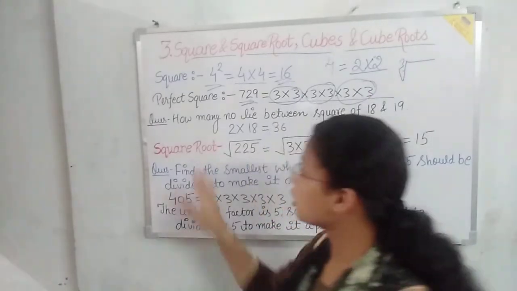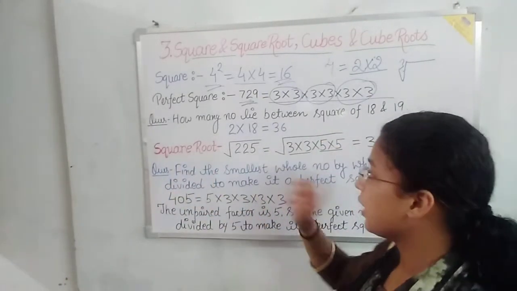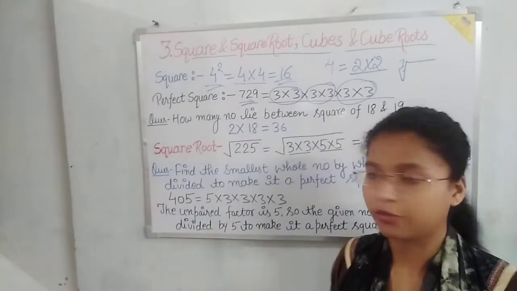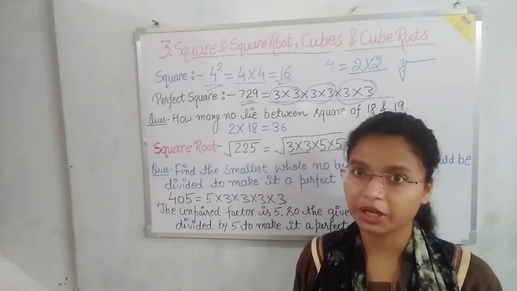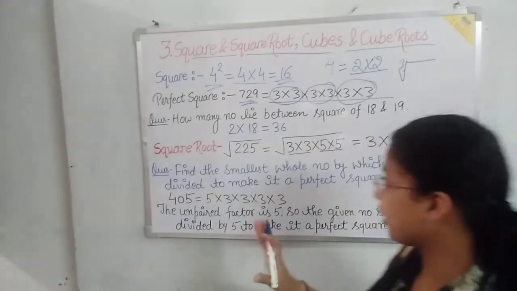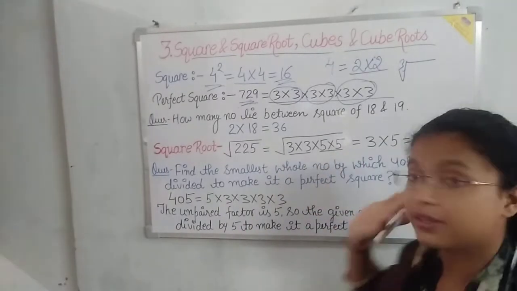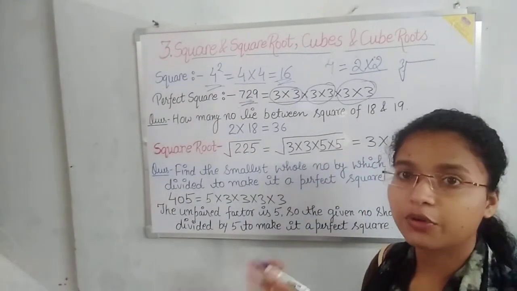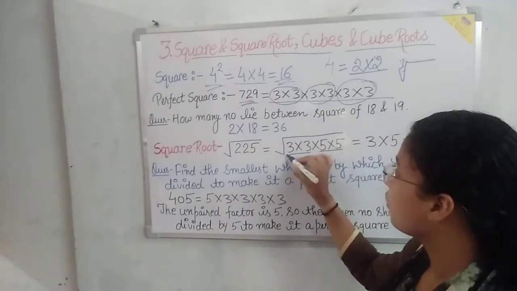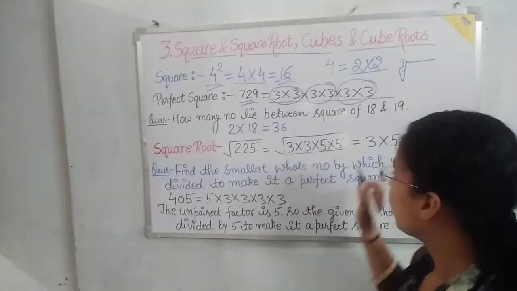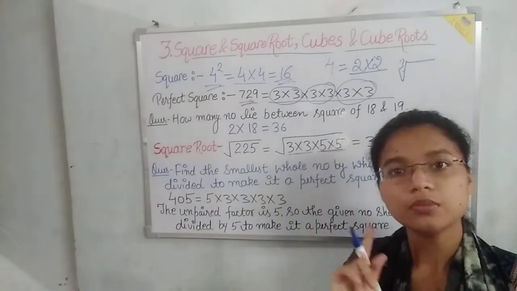Okay, so the square root. Suppose, let's take an example, under root 225. First of all, do the prime factorization of 225. When you do the prime factorization under the root, you will get the number 3 into 3 into 5 into 5. Okay, now start making the pairs. 3 into 3 will make one pair, 5 into 5 will make one pair.